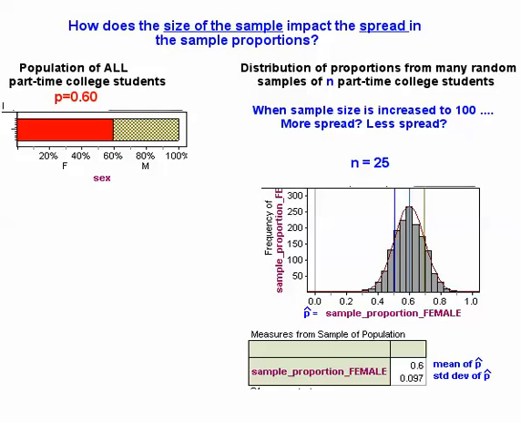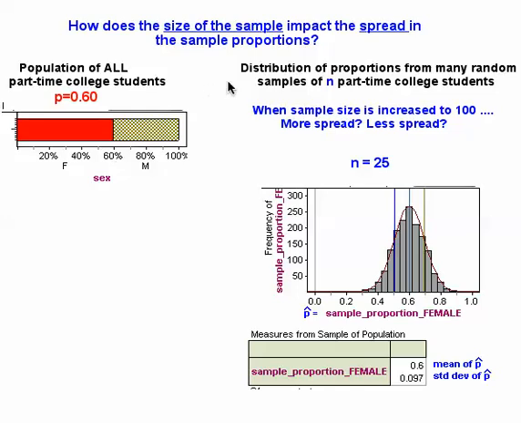In this movie, we will continue our discussion of the behavior of sample proportions. In particular, we're going to investigate this question: how does the size of the sample impact the spread in the sample proportions? To investigate this question, we're going to return to the familiar context of the previous movie and look at the population of all part-time college students. We will assume, as we did before, that 60% of this population is female.